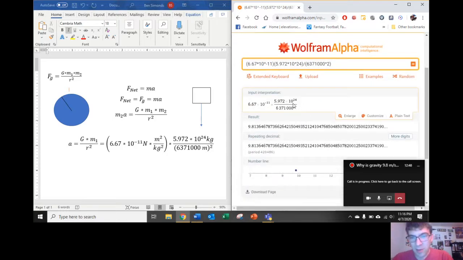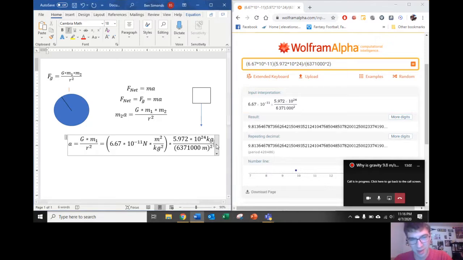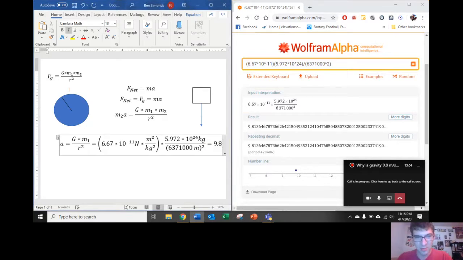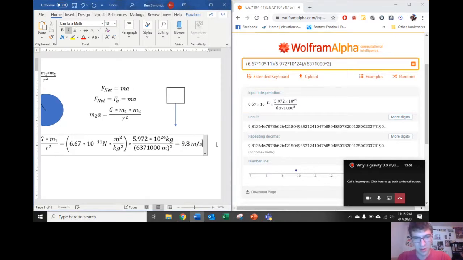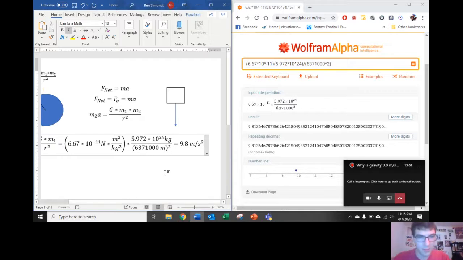Wolfram Alpha, I also love it. It shows you the math in case you made a typo with your parentheses. It would show up here because one of your fractions or something would be wrong. It's great. And lo and behold, 9.8, right? We already knew that would be the answer. We were just making sure. 9.8 meters per second squared.